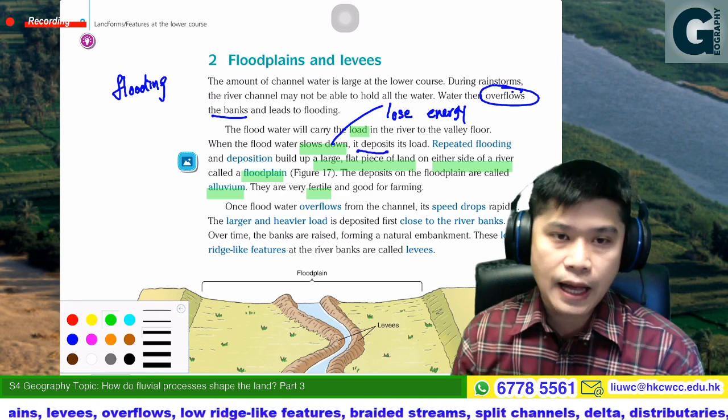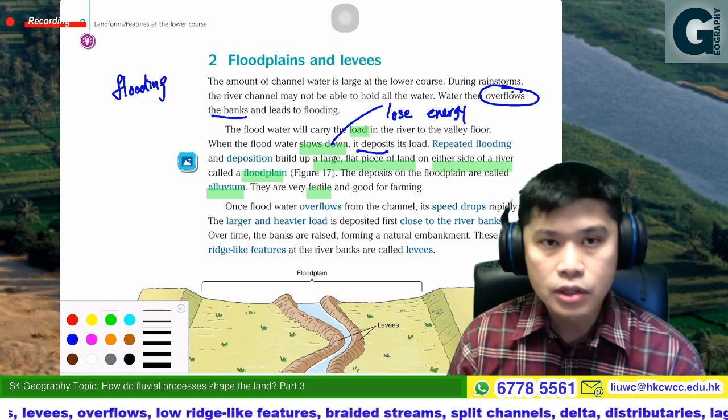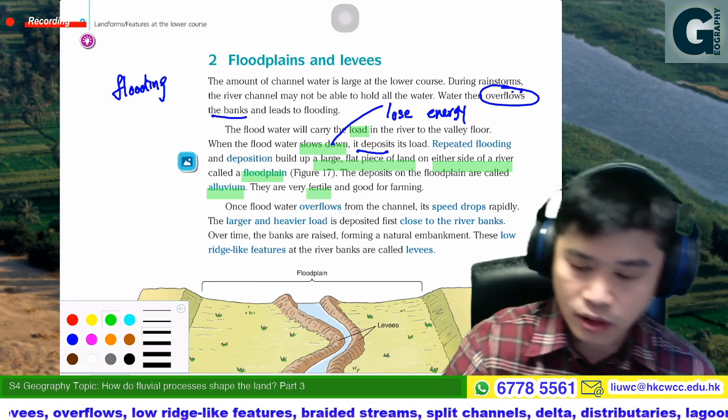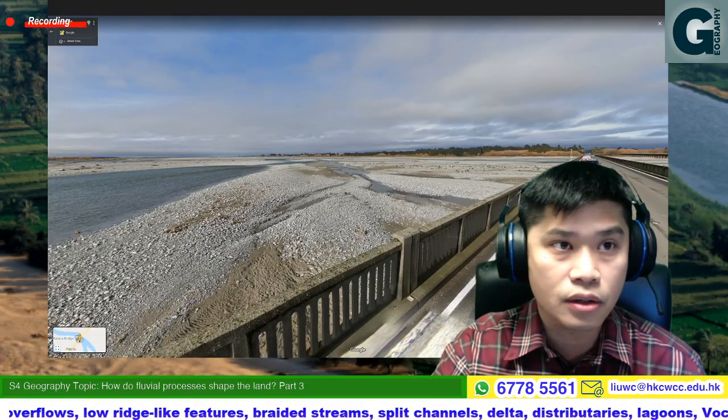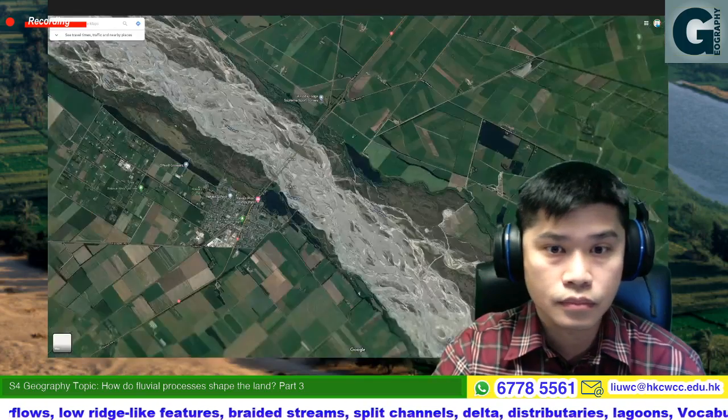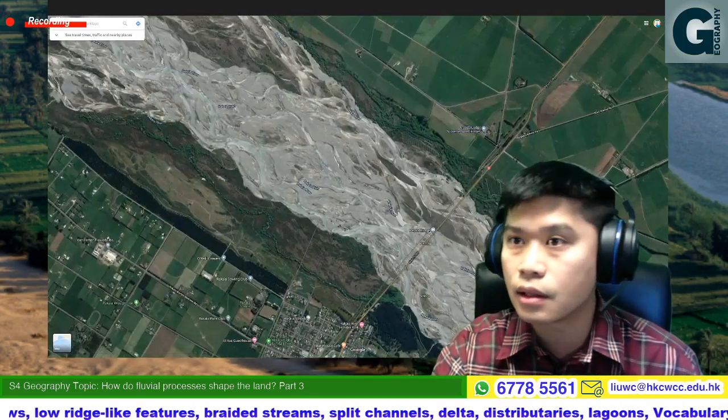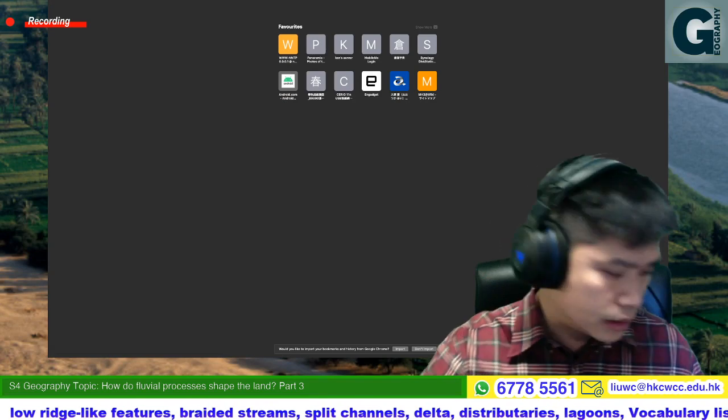For example, in Hong Kong. Where is the floodplain in Hong Kong? Let's have a look. So about the case in Hong Kong. I need to open another tab.